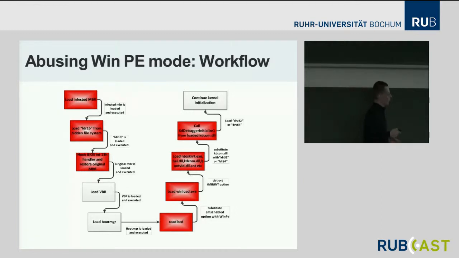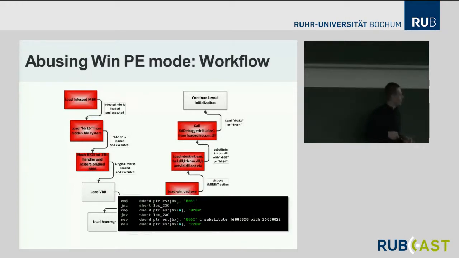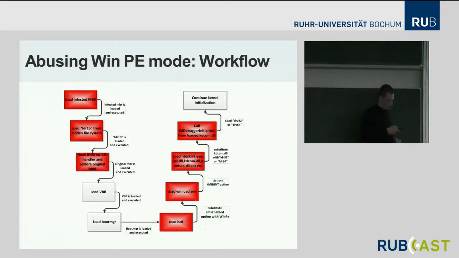And here is the point where the bootkit comes into play. It substitutes this boot option with this one using this code. This option corresponds to the EMS enabled option, and this value corresponds to Windows pre-installation environment mode enabled. As a result, we get this option substituted with the WinPE option. By default, this option is set to true, and as a result, we get Windows pre-installation environment mode also enabled.